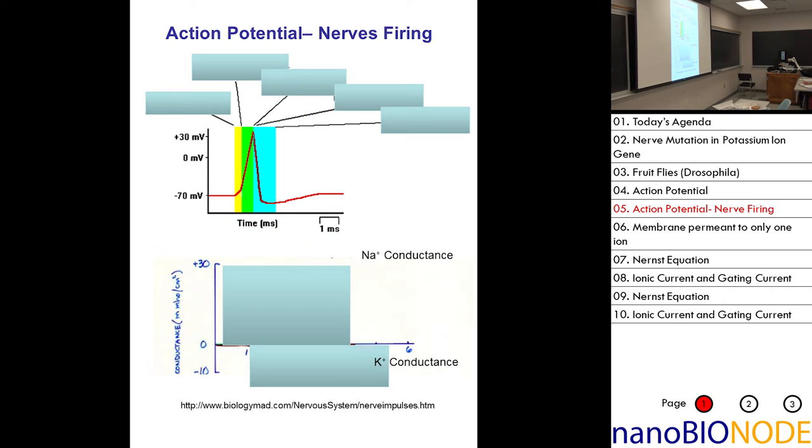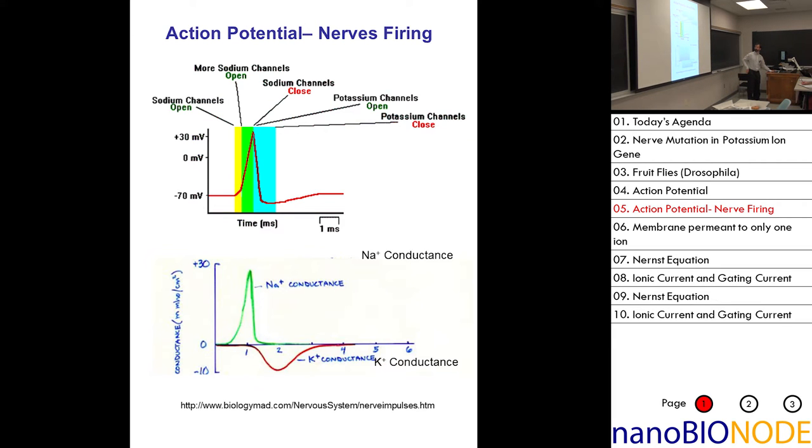Okay, and how do we get this? We actually get a little bit of overshoot, and then it comes back. How do we get it to come back? We need potassium channels to be open. Right, potassium channels to be open, and then eventually the potassium channels close. Okay. So, yeah, this is essentially what she said. Okay, now we can give Monica.